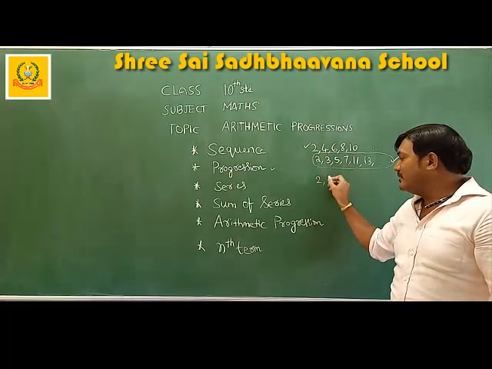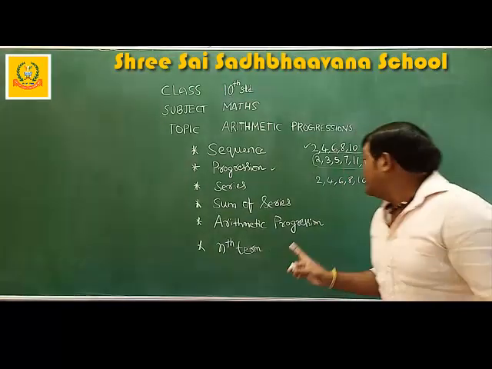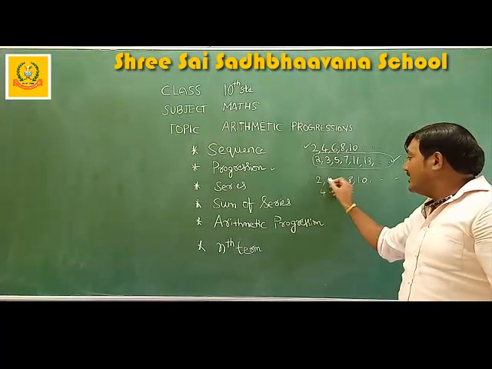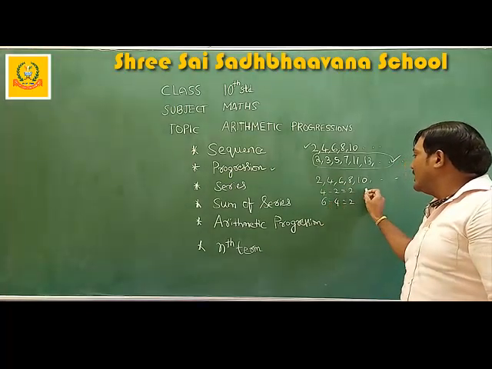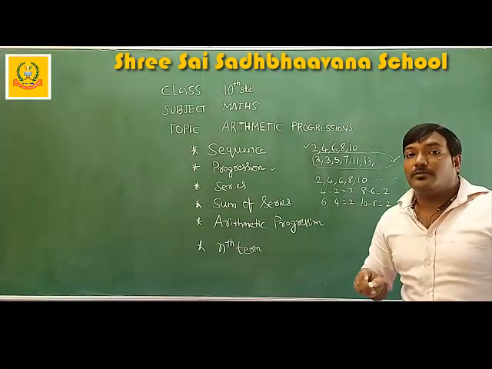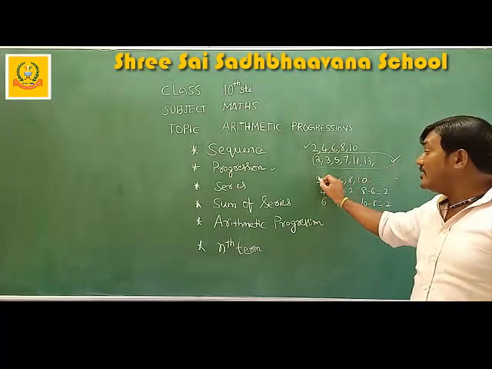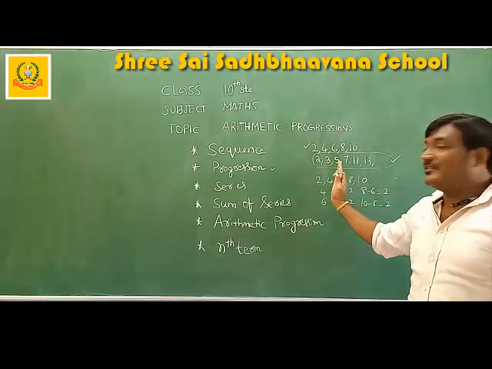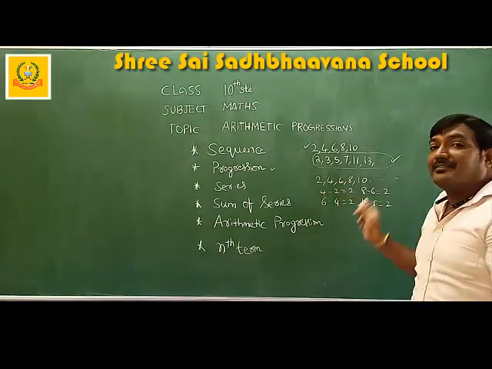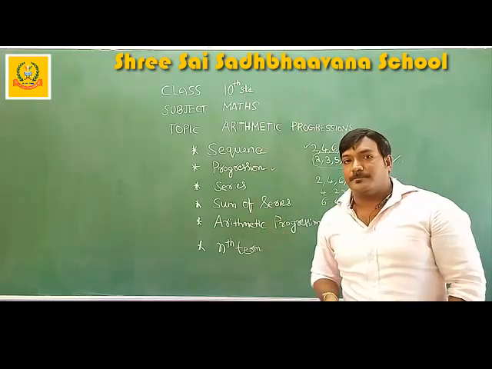In the first one, if you consider 2, 4, 6, 8, one thing you can observe: second term minus first term, you will get 2. And 6 minus 4, you will get 2. Next, 8 minus 6, you will get 2. 10 minus 8, you will get 2. So what you observe is that there is a common difference in all these terms. The difference is constant in all the terms. If you consider the second term minus the first term, the third term minus the second term, you can observe that constancy in the entire sequence. So this can be considered a progression.